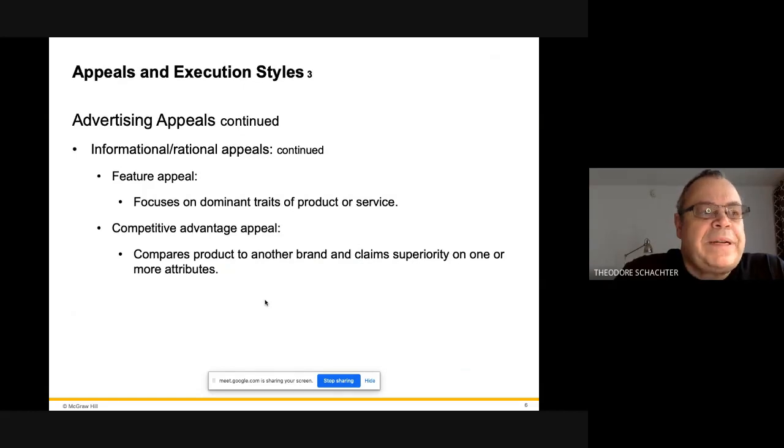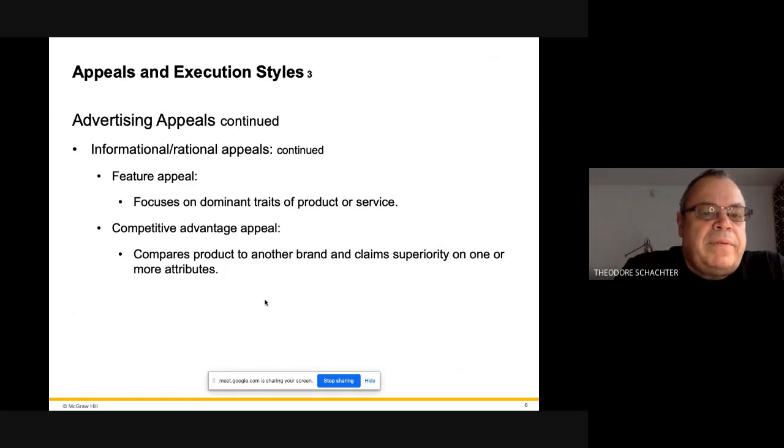Now, when we talk about these rational appeals, what we're going to be looking at is different types of rational appeals. So one of them is the features. So for an iPhone 12, it's the camera, screen size, speed, and so on and so forth. A competitive advantage appeal compares us to our closest competitor, and we tell people why we're better. We have more protein in our protein bars. Our phone battery lasts longer than, let's say, Samsung, or the other way around. So these are comparisons, and they're done only if you have a major advantage.